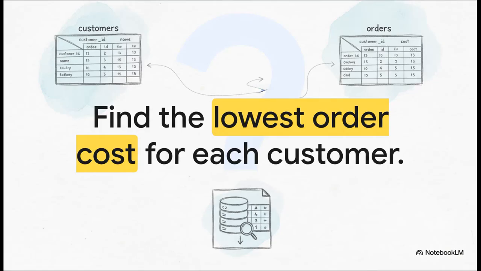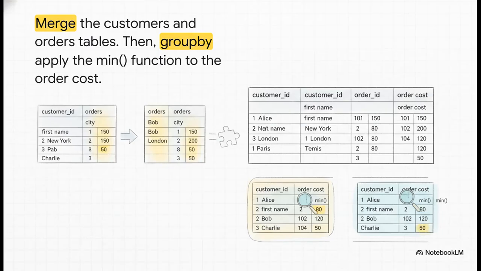Okay, next up. Now you've got 2 separate tables, customers and orders. Your mission is to find the lowest order cost for each customer. So this means you've got to bring that data together somehow. What's the key function you'd use to combine them before you can find that minimum value? And yep, you probably guessed it.